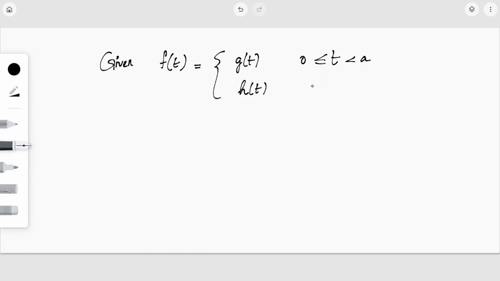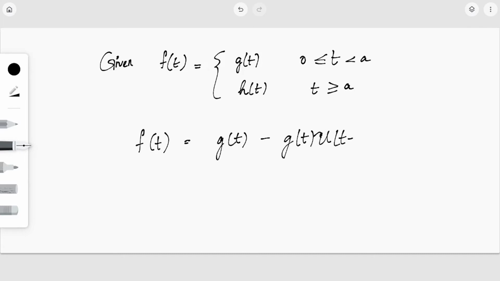Just keep in mind these formulas. Given f of t is a piecewise function which is g of t in the interval 0 less than or equal to t less than a, and h of t when t is greater than or equal to a. How can I write this f of t in terms of the unit step function? f of t will be equal to g of t minus g of t into script u of t minus a, plus h of t into u of t minus a. So keep this in mind.